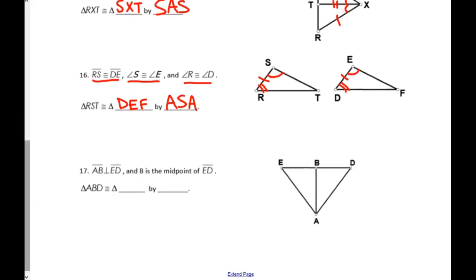17 is touching. Tick mark. AB and ED make right angles. And if it's on one side, it's also on the other side because that's a straight line. They're a linear pair. B is the midpoint of ED, so that means that EB and BD are congruent, so we'll put tick marks on those. Alright, so ABD matches ABE by side, angle, side.